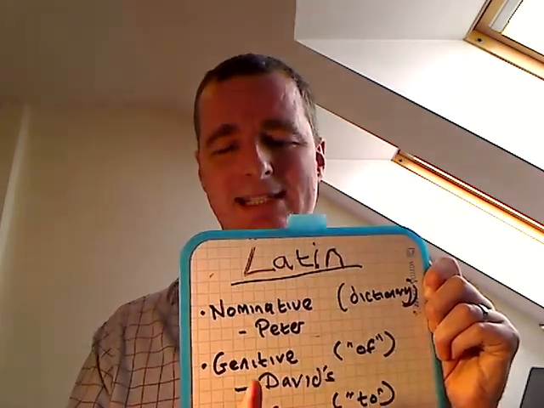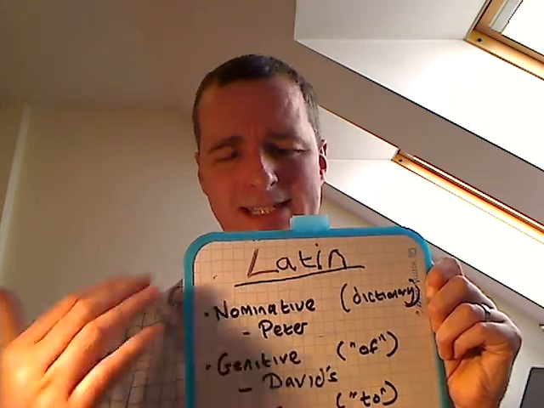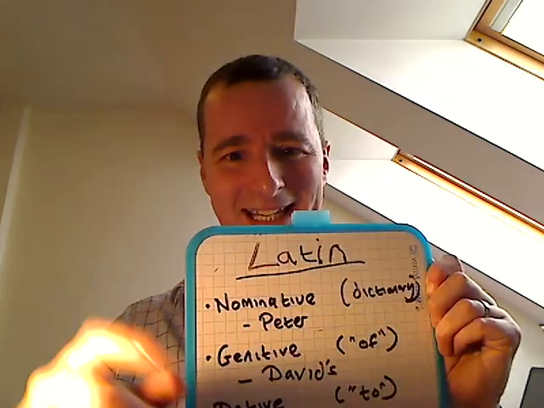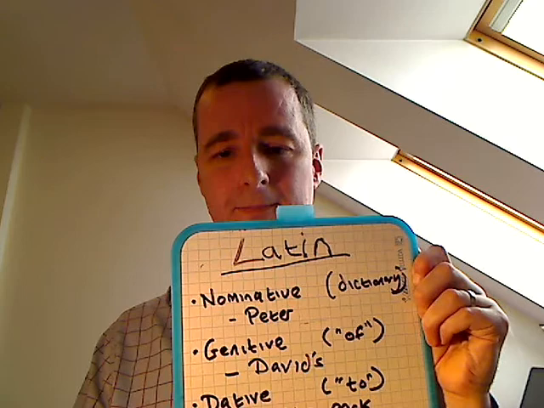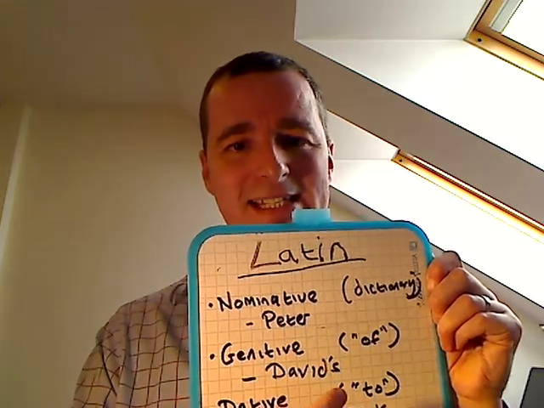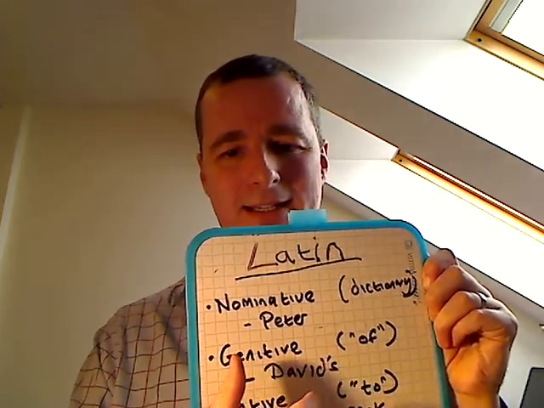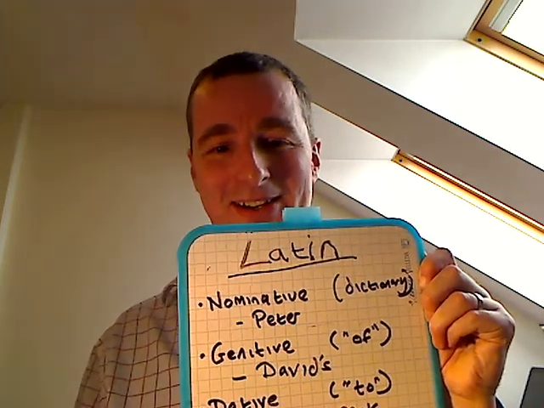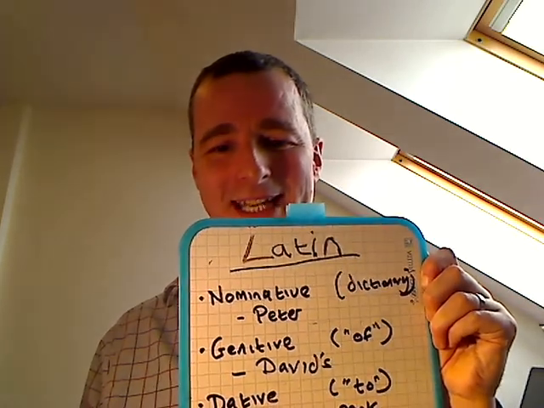Genitive, the next case, means of or from. These are simplified explanations, but you get the idea. Genitive means from or of. So David's dog. David generates the dog. The dog belongs to David. That tells you the role that David's playing.